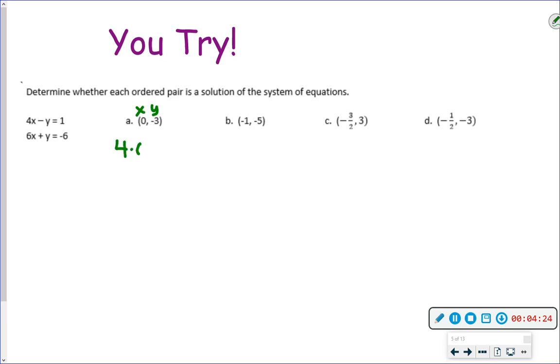4 times x minus y, let's see if that equals 1. 4 times 0 is 0. Well, 0 plus 3 is not 1, so I'm going to stop checking. We could just say no and go to the next problem. So I'm going to hit pause for a minute and let you do B, C, and D. Plug those in.